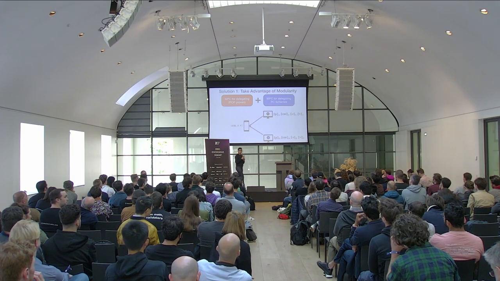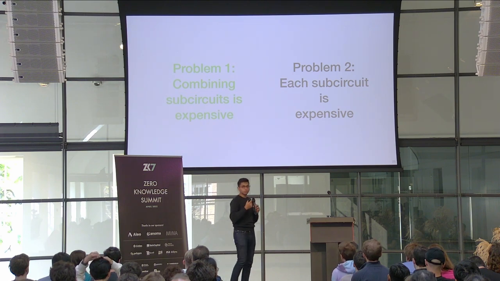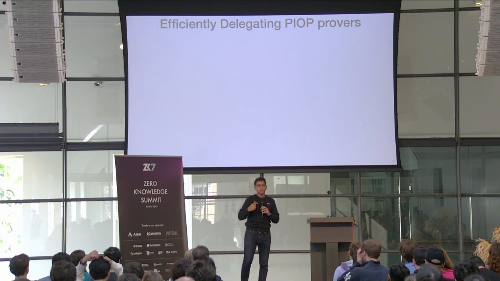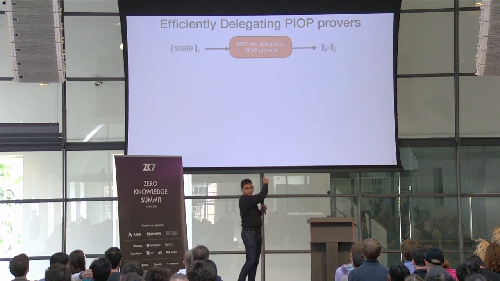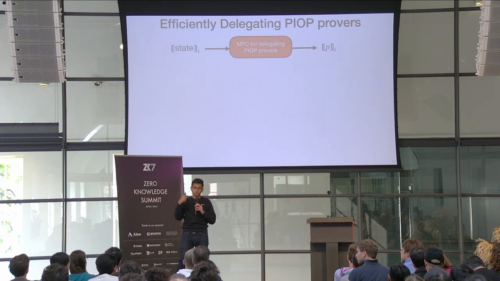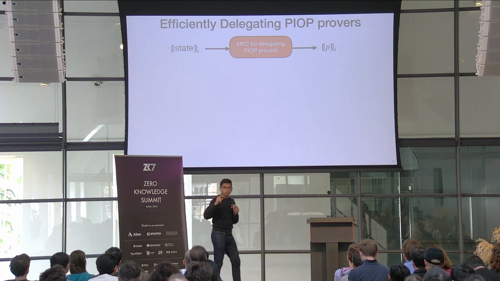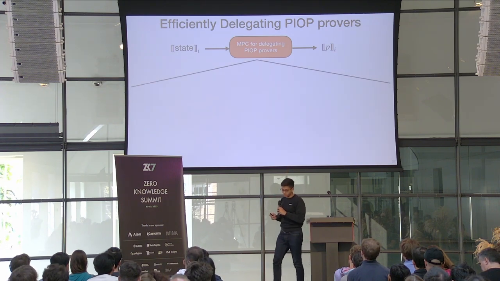All right, so that's a high-level overview of the compiler, which takes these two delegation schemes for the underlying components. So let's see how we can actually construct these underlying delegation schemes, solving the problem of getting cheap subcomponents. We'll start off with constructing delegation schemes for our PIOP provers. So what we want is something which says, given a secret share of the state of the prover at a given round, give me the polynomial for that round, or secret shares of the polynomial for that round.